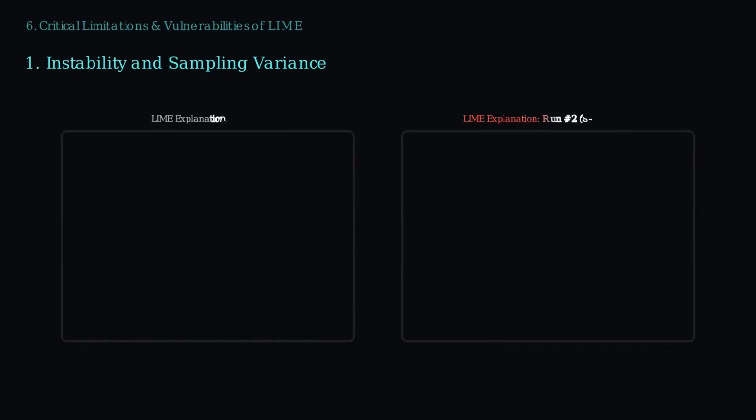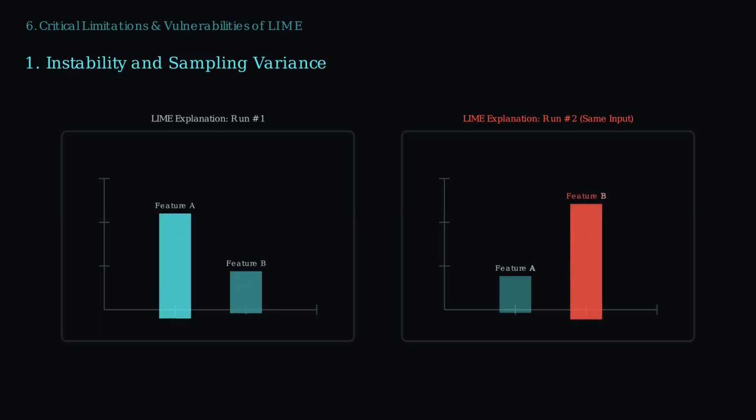While LIME is powerful, it has critical engineering flaws. The first is instability. Because LIME relies on random perturbations to build its local dataset, it is fundamentally stochastic. If you execute LIME twice on the exact same data point, you might get noticeably different feature importance rankings. This lack of deterministic consistency makes it incredibly difficult to deploy in strict regulatory environments.